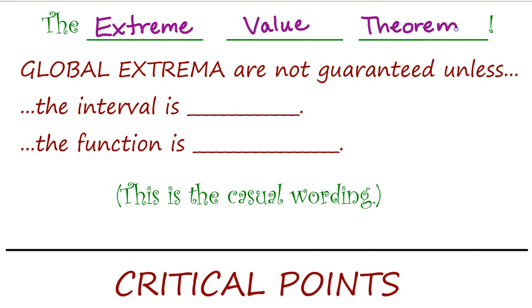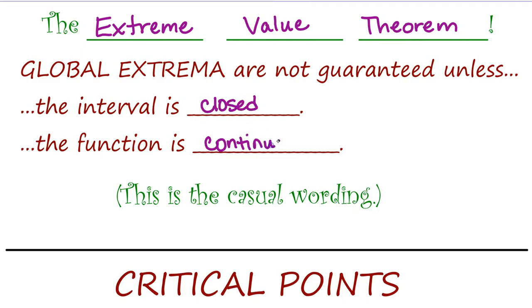In calculus, we have a lot of existence theorems. It tells you that something exists. It doesn't tell you how to find it. Global extrema are not guaranteed unless the interval is closed and the function is continuous.